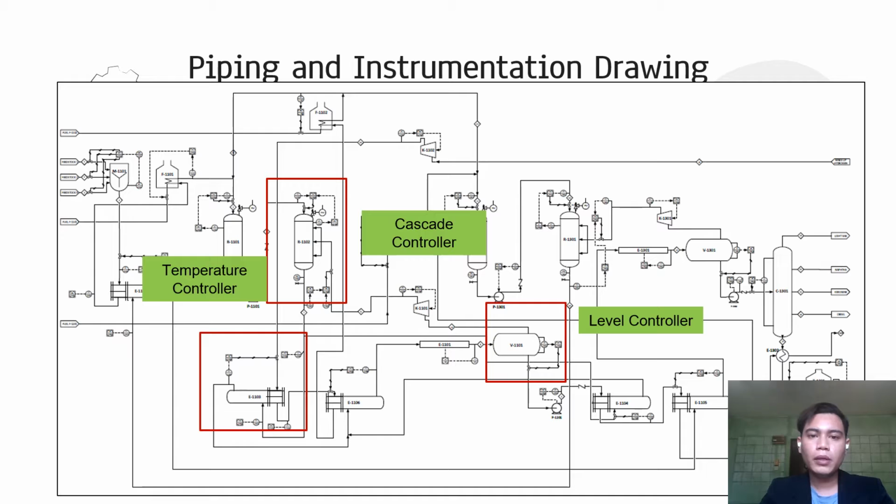This is our piping and instrumentation drawing, PNID. PNID is a detailed drawing that shows all information needed. For example, it shows the control system inside our base oil processing plant. In our base oil processing plant, we have control strategy in order to prevent any incident from happening and also for safety precaution. For example, we have temperature controller in our heat exchanger, cascade controller at reactor, and lastly level controller in the separating vessel.